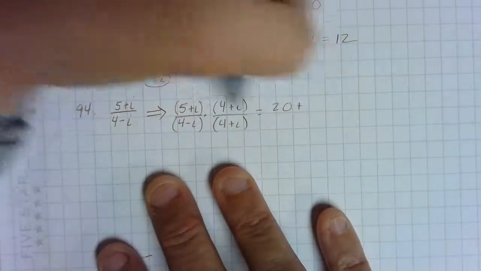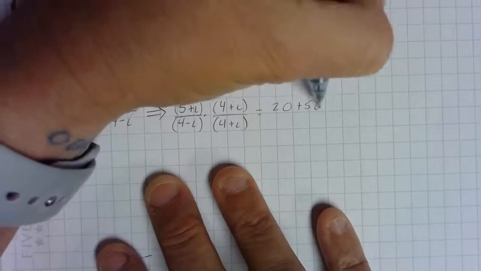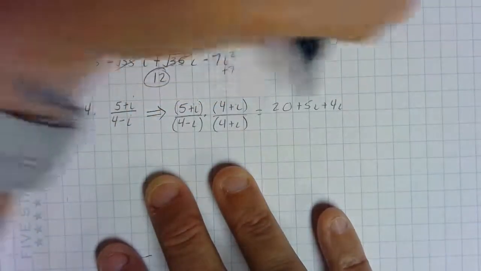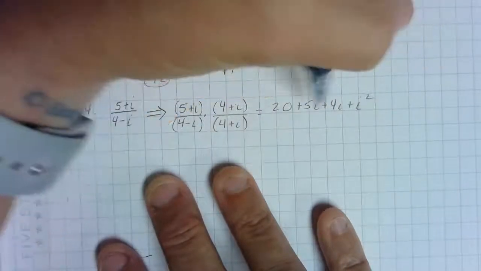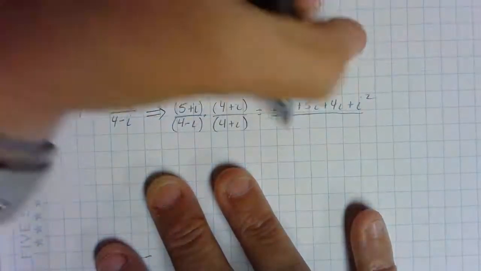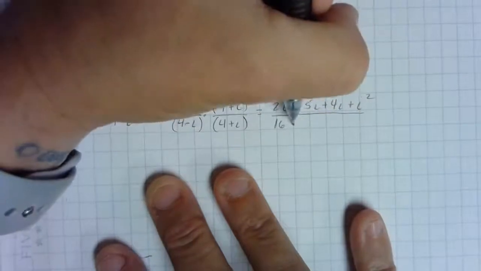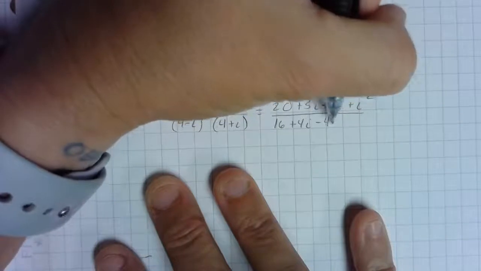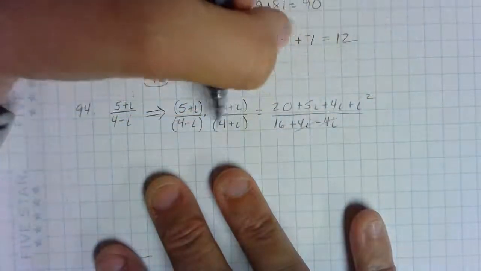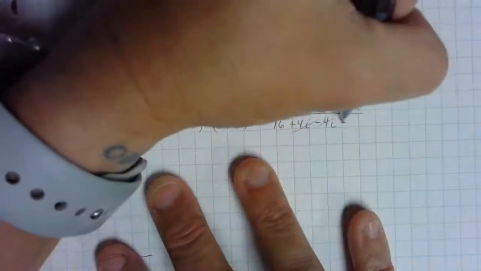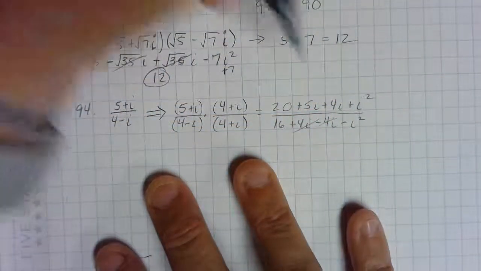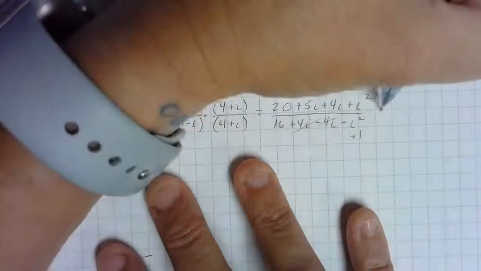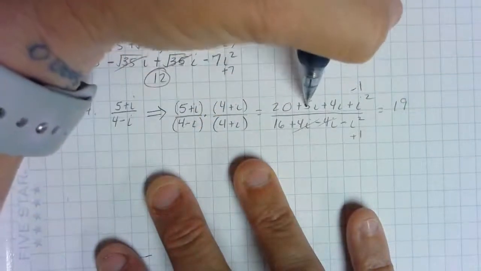First, outside, 5i, inside, 4i, last, i squared. First, outside, plus 4i, inside, minus 4i, and last, minus i squared. That becomes a minus 1, this one becomes a plus 1, so we end up with 19 plus 9i.